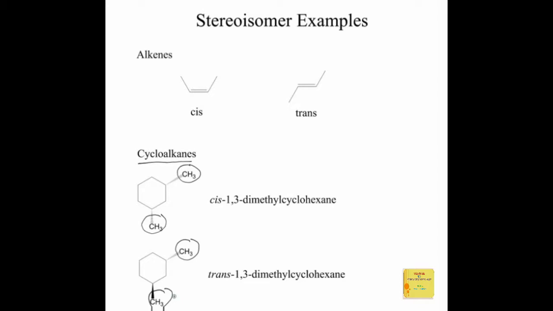And once again, these 2 molecules are unique compounds. They're not interconvertible. In this case, it's because of the ring that free rotation around these sigma bonds is prohibited, and we can't interconvert between the 2. So cis and trans molecules are examples of stereoisomers.